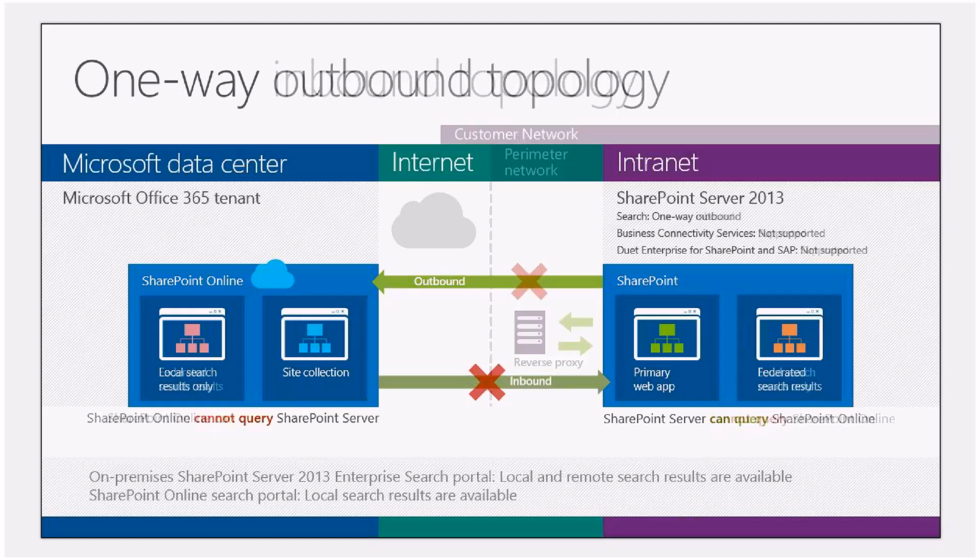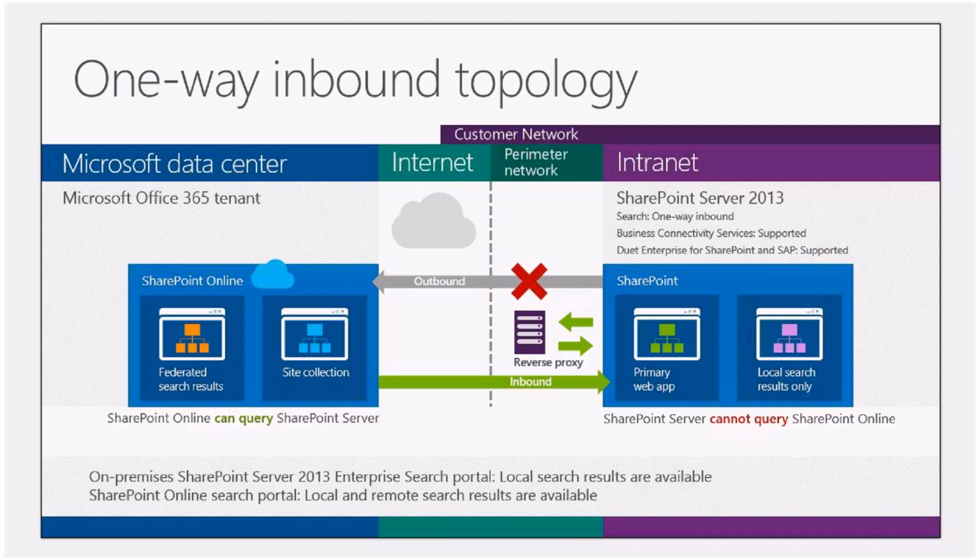In an inbound topology, it's just the opposite. In the inbound topology, the reverse proxy is required to retrieve resources for pre-authentication purposes. And also from an inbound topology perspective, this is where a user can search on-premises investments from the Office 365 Search Center. So in Office 365 and SharePoint Online, they're capable of composing a query and returning results from both the online and on-prem investments. Conversely, on-prem, they're only capable of returning on-prem results within their search experience.